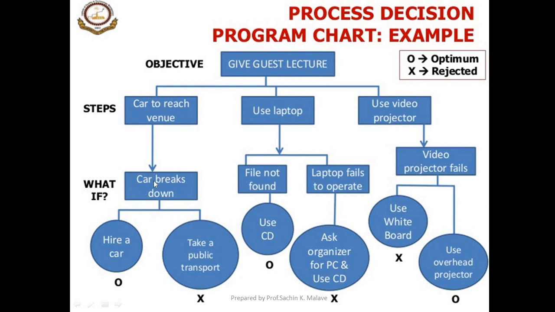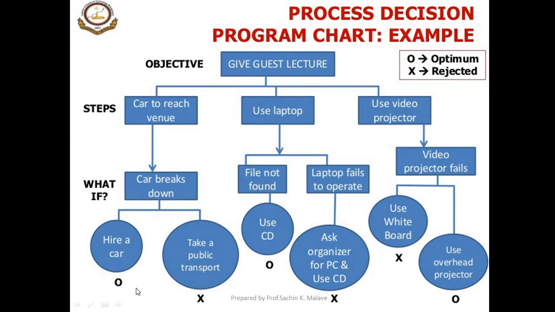Nobody can tell when it breaks down. So if the car breaks down, should I stop here, stop there? No. So what are the two options? Hire a car or take public transport. If your car breaks down, what is the contingency plan? Either you hire a car or take public transport. Out of these two options, which will I prefer?